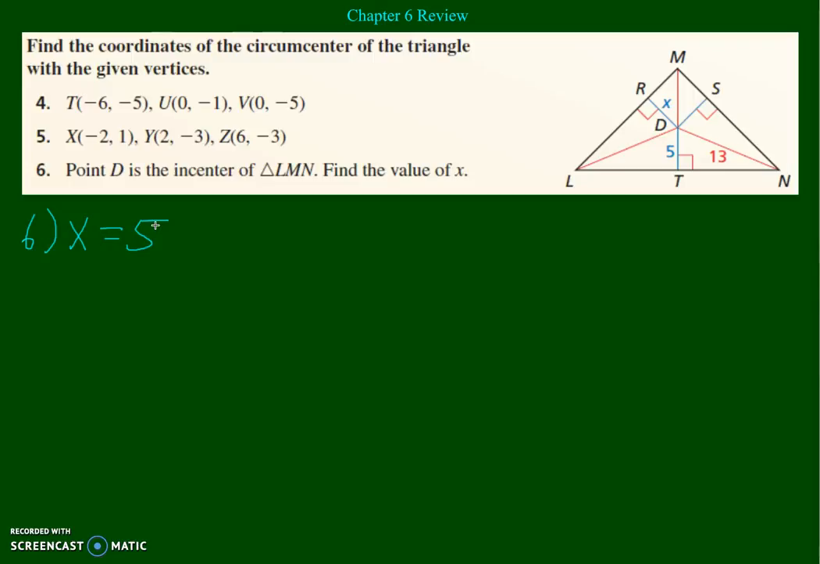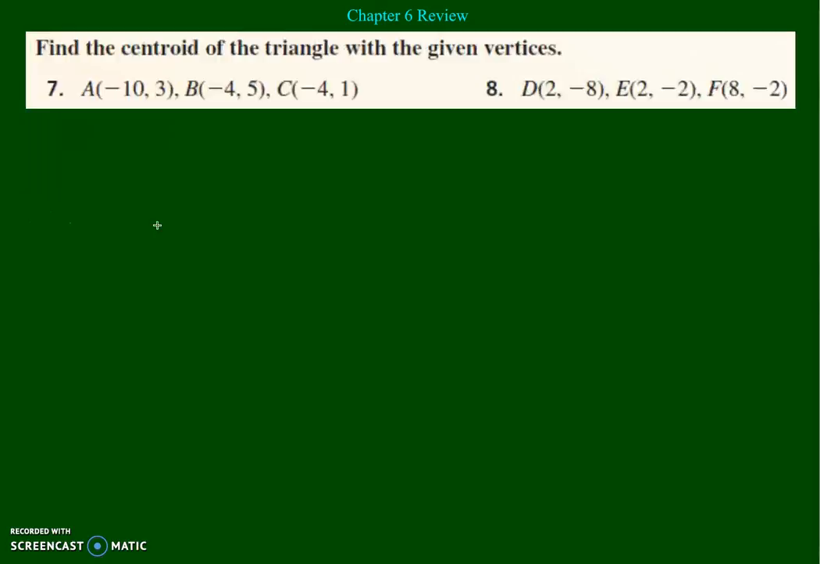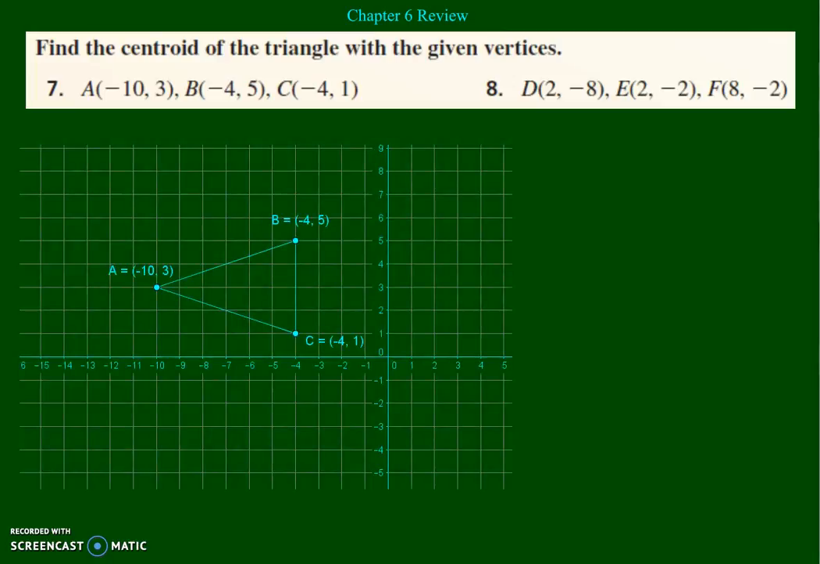Now let's move on to Problem 7. In Problem 7, we're asked to find the centroid of the triangle with the given vertices. The vertices of our triangle are (-10, 3), (-4, 5), and (-4, 1). To save time, I've gone ahead and graphed that already. So let's bring that up. And here's our triangle.